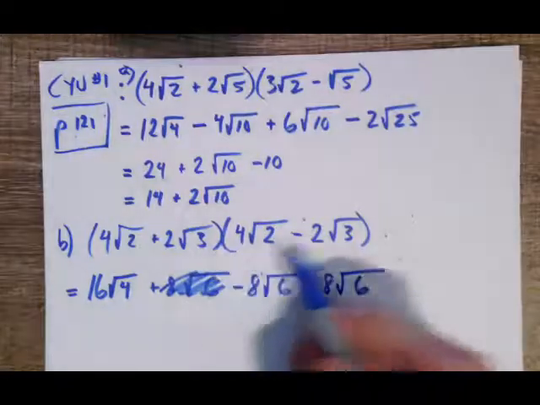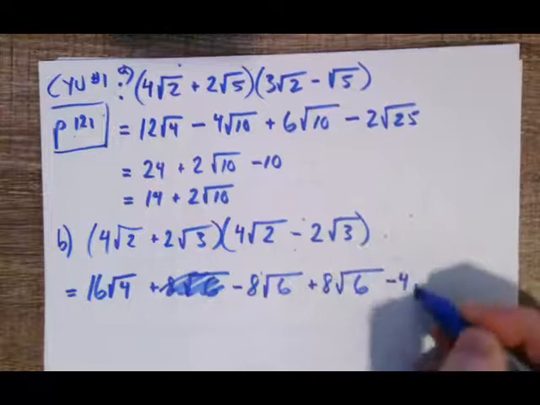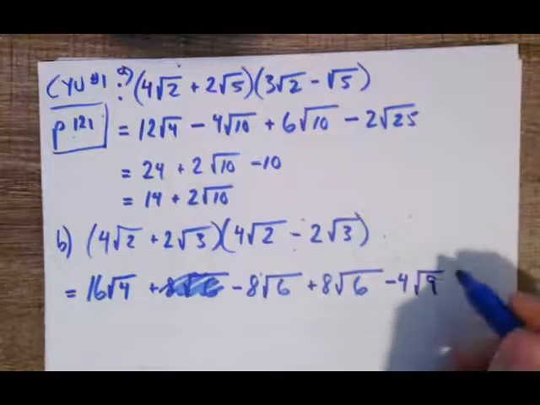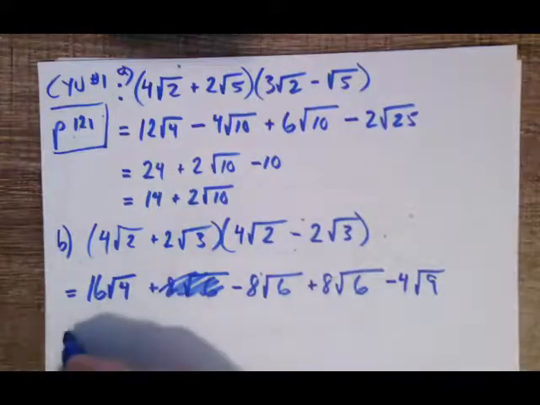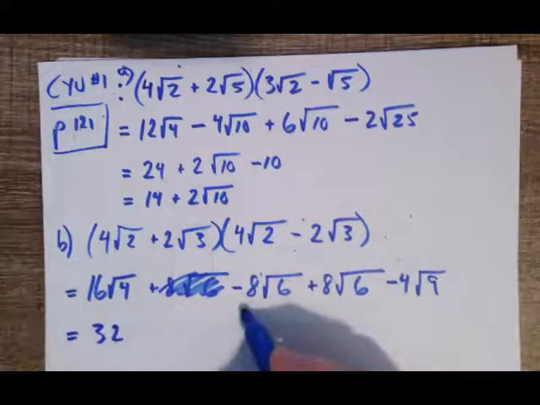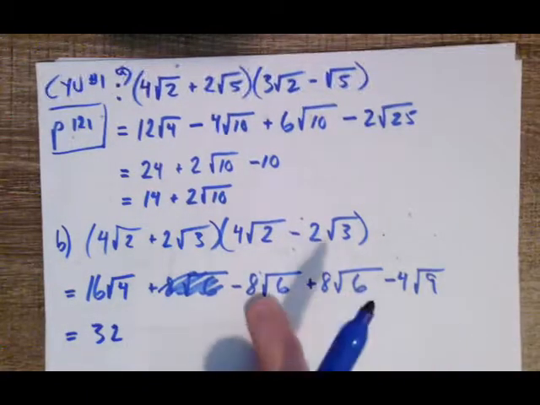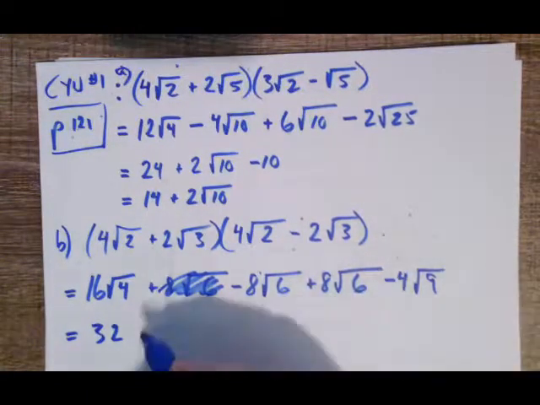So last now, 2 times negative 2 is negative 4, root 9. Watch, this is going to get rid of all root signs. The root of 4 is 2. 16 times 2 is 32. This can't be simplified, neither can this, but we can add them together. Negative 8, positive 8 is 0. 0 root 6, this is 0.